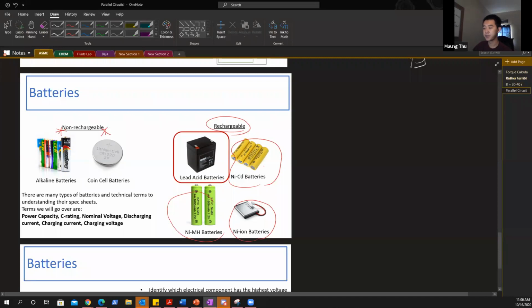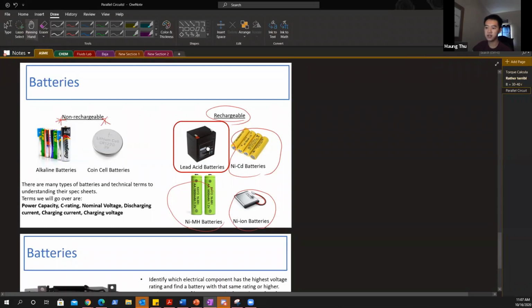But for our case, lead acid is enough. It discharges in a sufficient amount of time, and it has a lot of capacity. And it's rechargeable. So that's why we went with lead acid. The only downside is that it's very heavy.